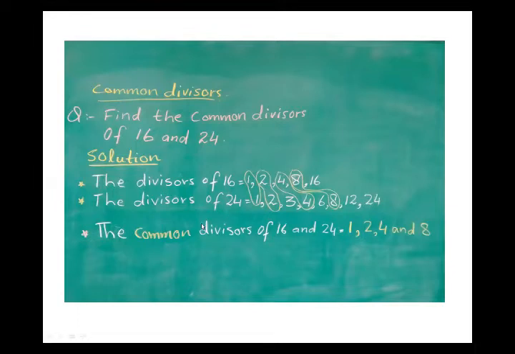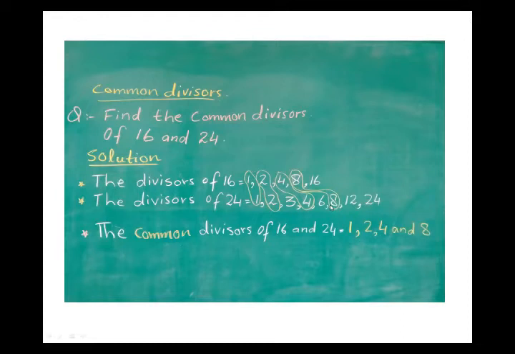I will explain what a common divisor is and how we can find a common divisor between any two numbers. Here's the question: find the common divisors of 16 and 24. Before finding the common divisors, we list out the divisors of the numbers given in the question. First we list out the divisors of 16: 1, 2, 4, 8, and 16. Then the divisors of 24: 1, 2, 3, 4, 6, 8, 12, and 24.